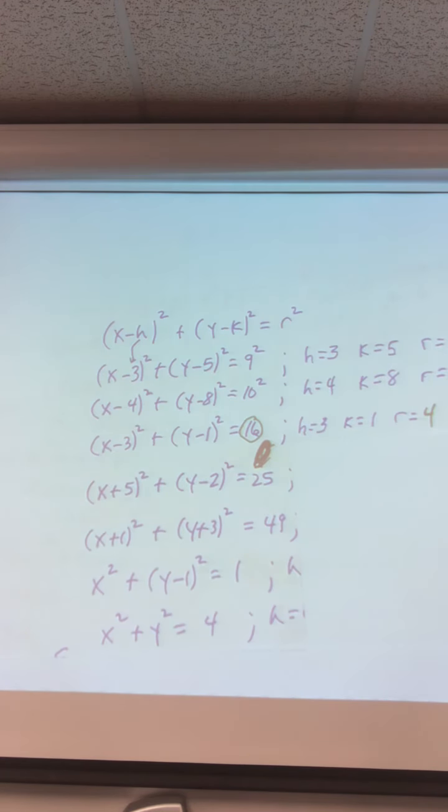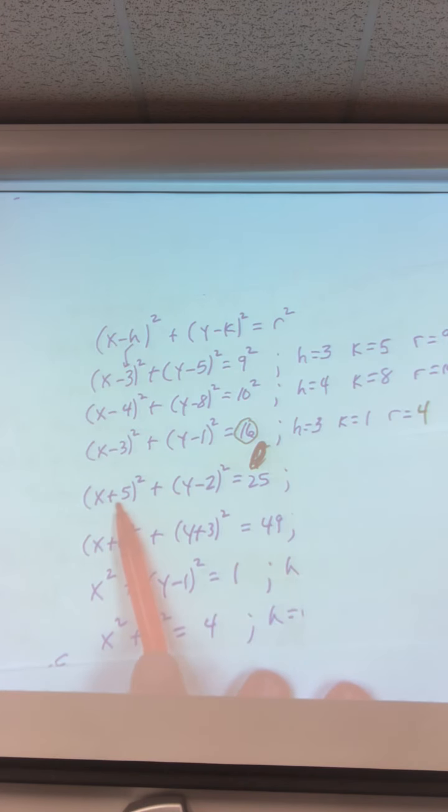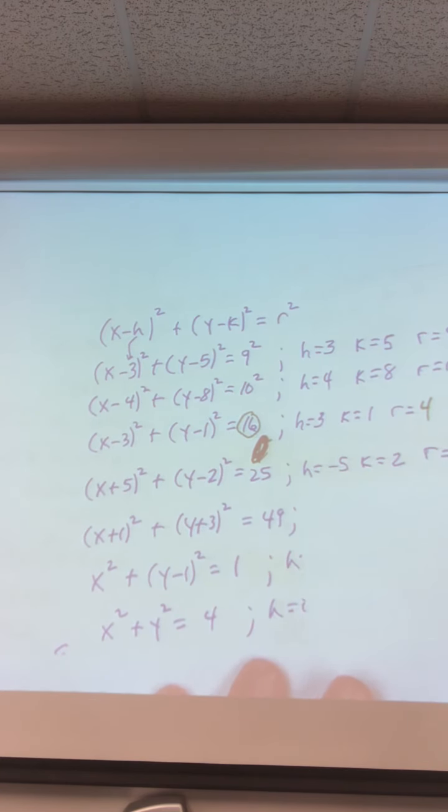Now this one. What would h be? Negative 5. What would k be? Positive 2. And then the square root of 25 is 5.